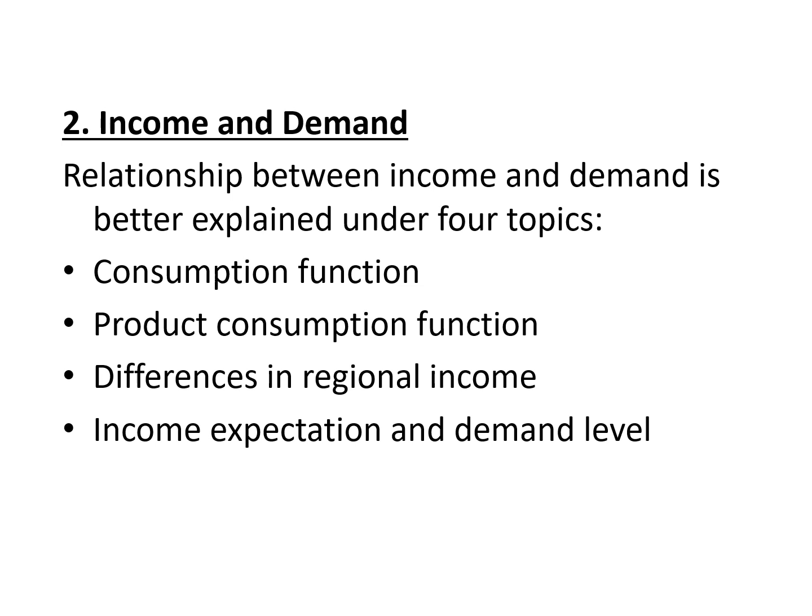And the second determinant of demand is income and demand. Here the income of the consumer plays an important, significant role in the sales or demand for a product. And this relationship between income and demand is better explained under four topics. The first one is consumption function, second is product consumption function, third is differences in regional income, and the last one is income expectation and demand level.